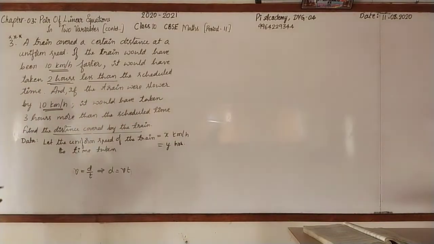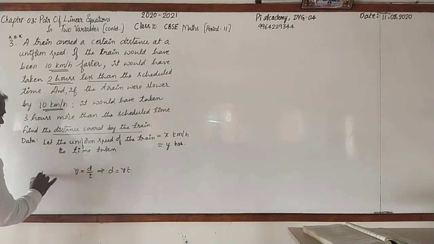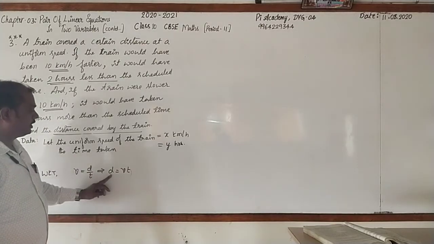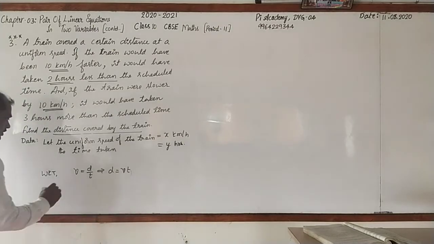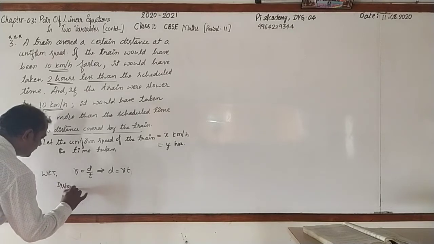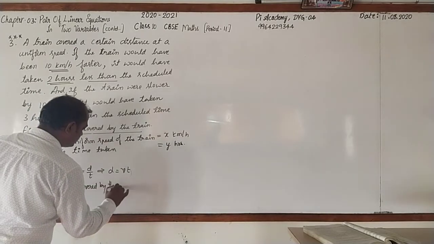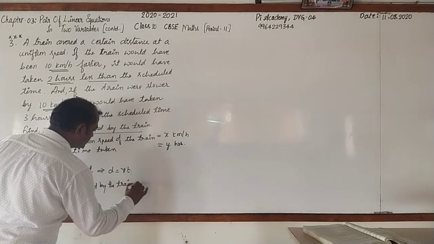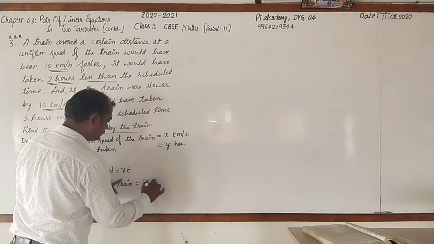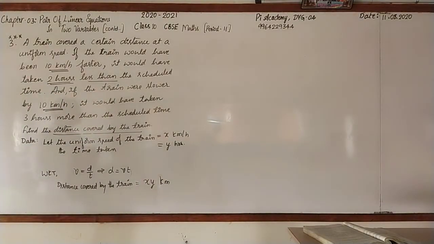Clear? Then the distance travelled can be written as d is equal to vt. Please write it. We know that v is equal to d by t and d is equal to vt. Next. Distance covered by the train is equal to v into t. Speed is x, t is y. It is xy kilometers. So this much is the information.